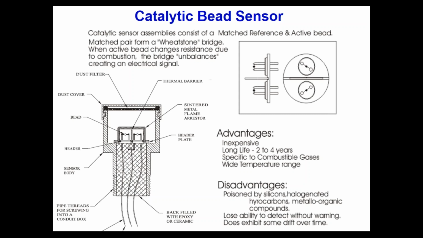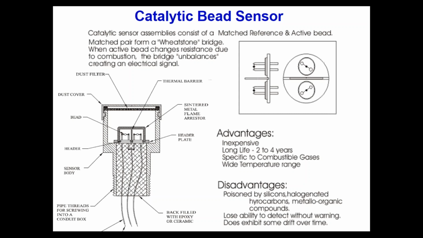It is also specific to combustible gases, but we can sometimes tune the catalytic bead for a specific group, such as hydrogen, for example. If we wanted to use a catalytic bead sensor for hydrogen and we didn't want it to see some other gases such as methane, we could lower the operating temperature of the bead, and therefore allow it to see one and not the other.